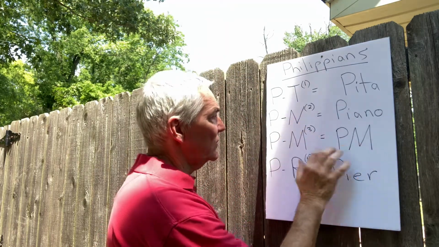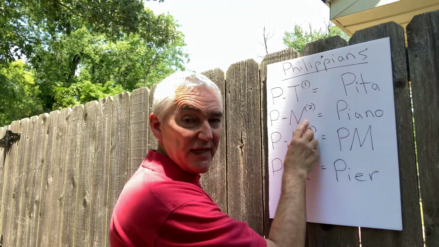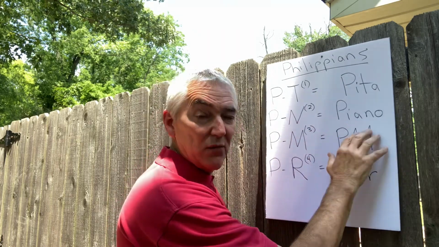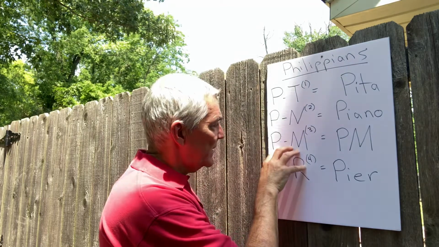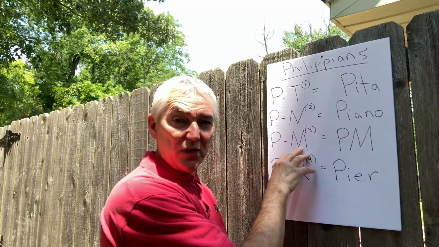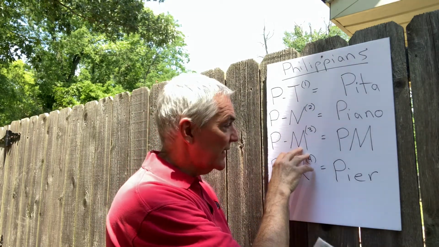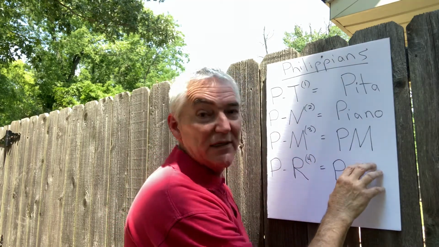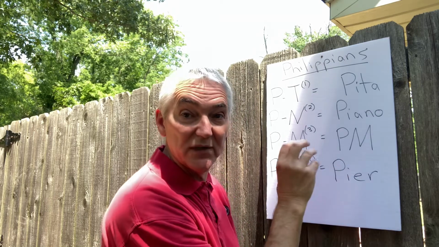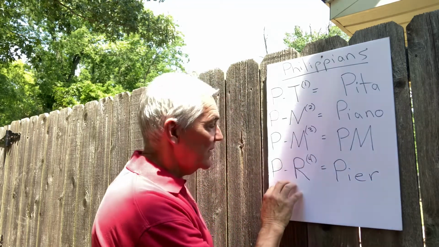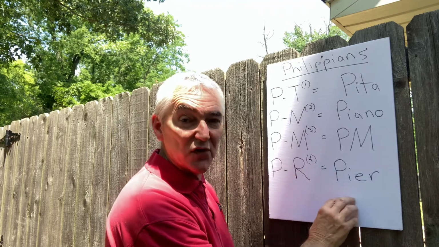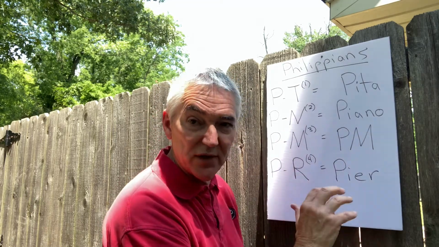For chapter 2, P, number 2 in the phonetic alphabet is the letter N. So put that together, my peg word is piano. P, number 3 is represented by the letter M. And so the word there is PM. So I'm going to use a clock because it tells me the PMs, right? And then R is the sound for number 4. And so my word is the picture of a pier.